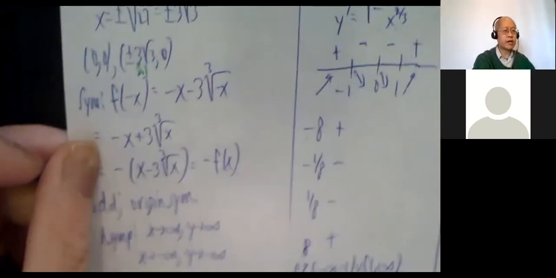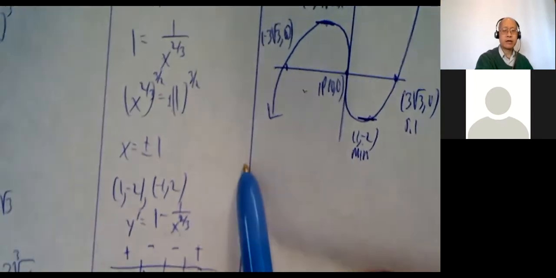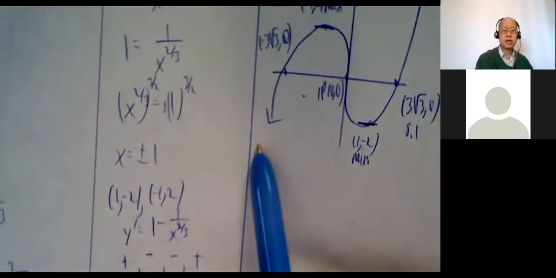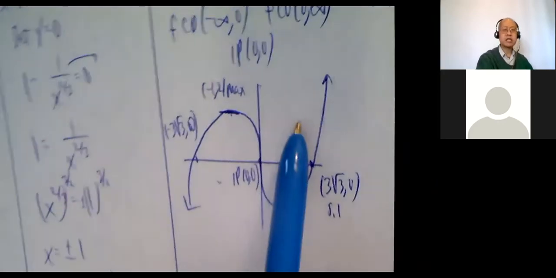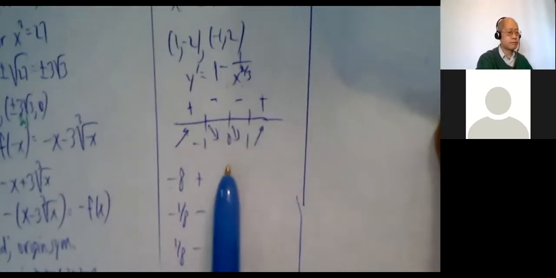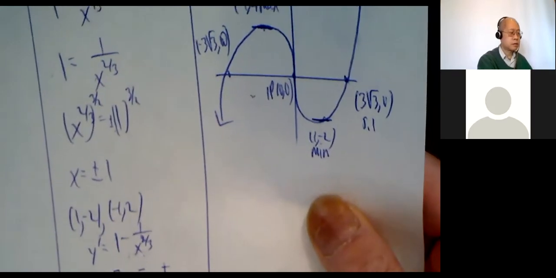Okay, so if I can just pause quickly and show you parts of the graph. This side goes way out here. When x goes to negative infinity, y goes to negative infinity. When x goes to positive infinity, y goes to positive infinity. And my intercepts are 0, 0, and plus or minus 3 radical 3, 0. There, there, and there. Okay.